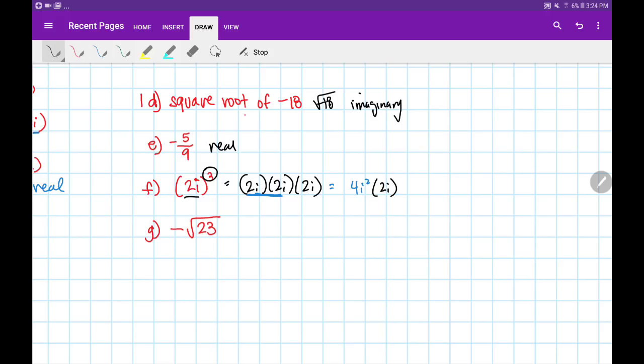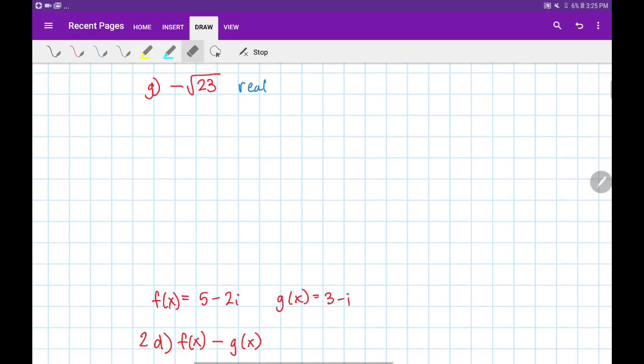I still have that third one I need to multiply with. But right away you should notice i squared gets replaced with -1. So 4 times -1 really gives me -4 times 2i, which is -8i. Since we still have an i, that means this is imaginary. Okay, the last one, negative square root 23. This would be real because the negative is outside. If the negative was inside, then it would have been imaginary.